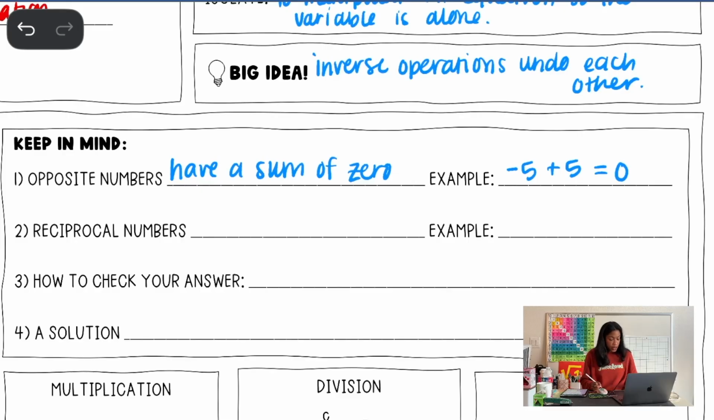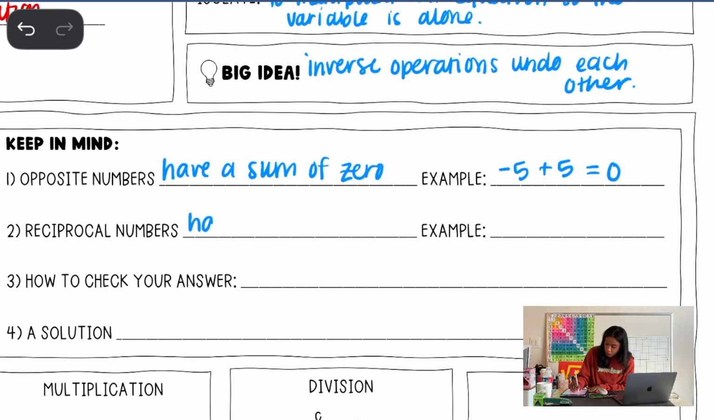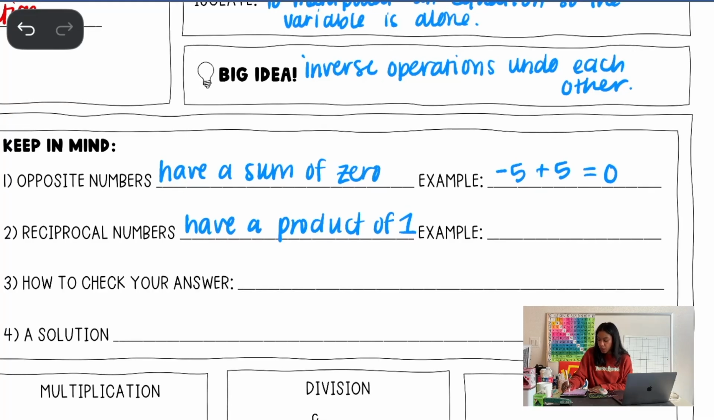The next kind of values that we'll have are going to be reciprocal values. So reciprocal numbers, we multiply those together. These have a product of 1. And for example, we normally talk about fractions when we have reciprocals. So let's say we had 3/8, and this would be times 8 over 3. If I were to work that out, I would get 24 over 24, which is equal to 1. So reciprocal values, when we multiply them, we get 1.